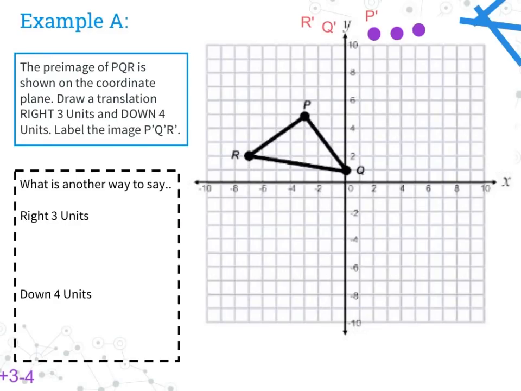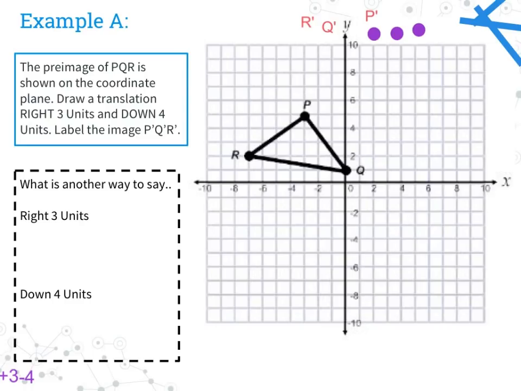Let's take a look at example A. In example A, it says the preimage of PQR is shown on the coordinate plane. Draw a translation, right 3 units and down 4 units, and label that image P prime, Q prime, R prime. So taking a look at my triangle, I know I'm going to translate each one of those points to the right 3 and down 4.